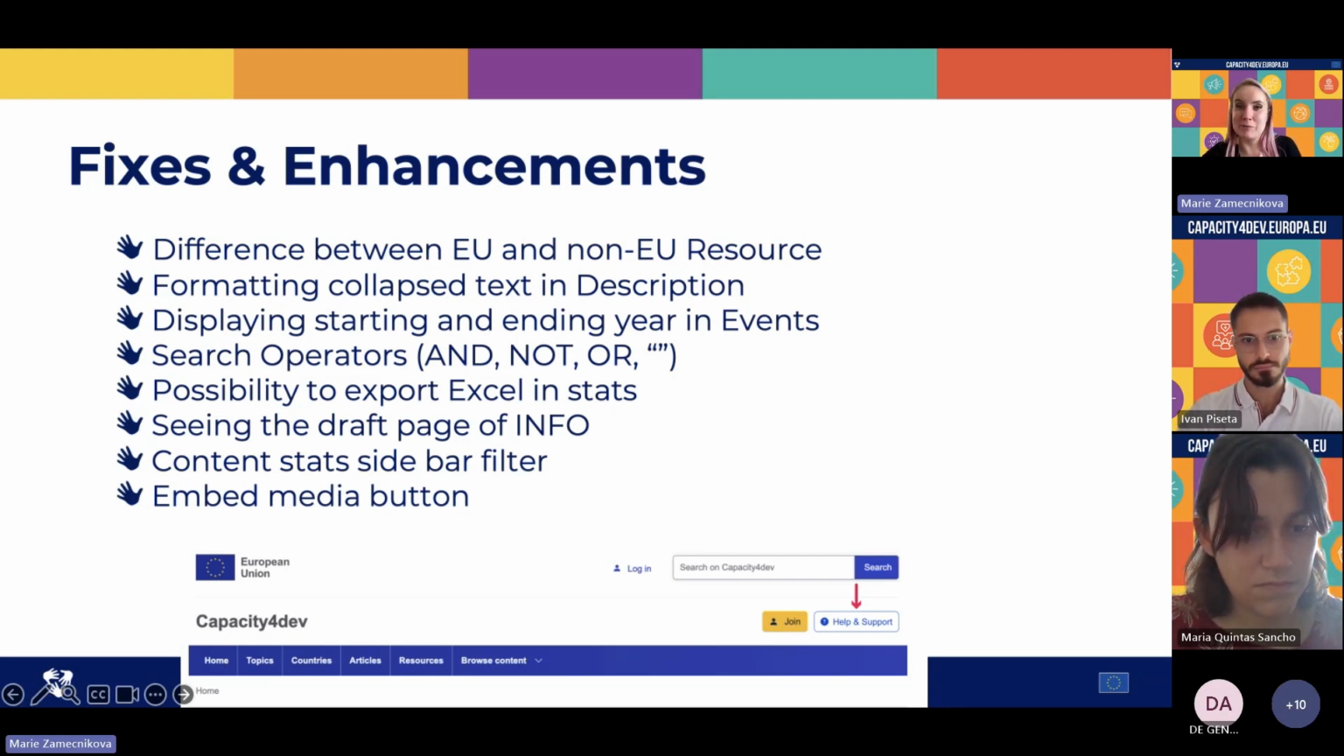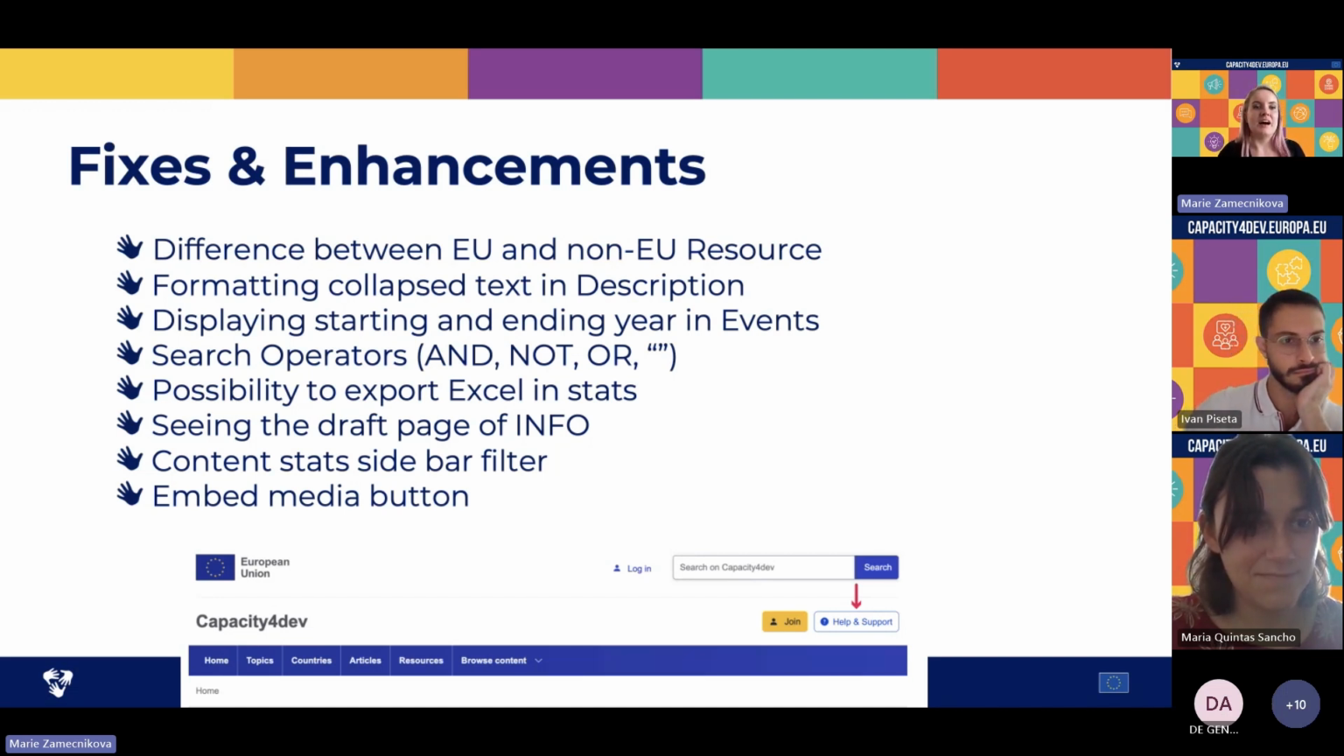And also some good news for those that are interested in the statistics. It's possible to export it in Excel. So currently, when you go to your space and you go to the member stats or content stats, you are able to export it in Excel instead of the CSV file. So this is a really immense development that we have done because we had a lot of complaints from our community about it.